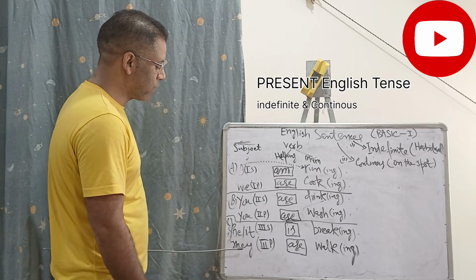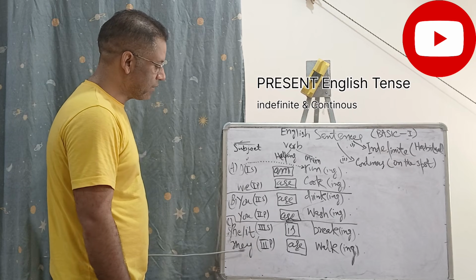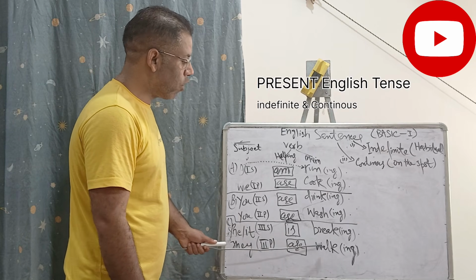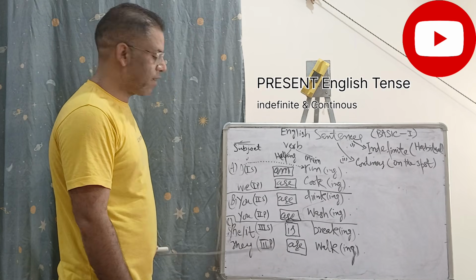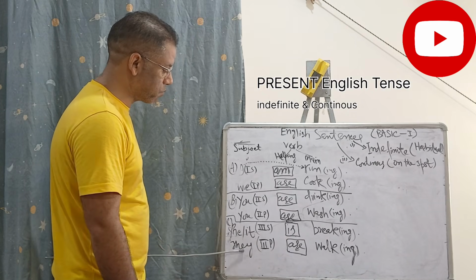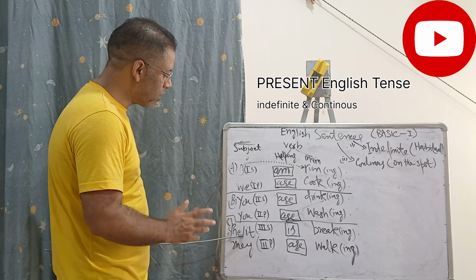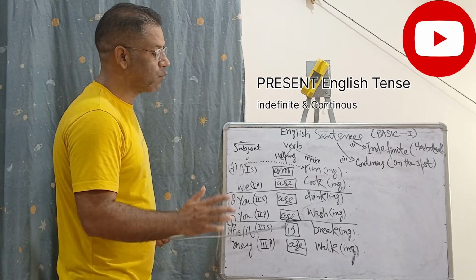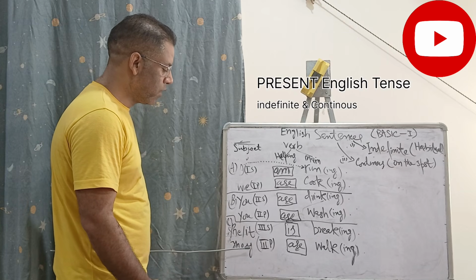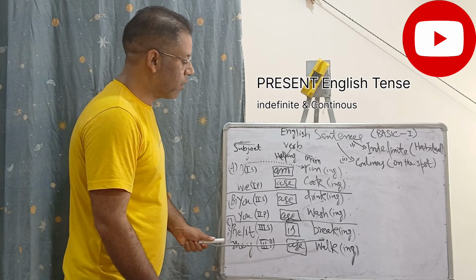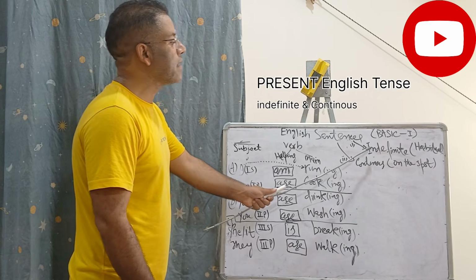Then next we have they. They is the third person plural. They are walking. So first we say that they walk. We don't say "they walks" because this is plural. This case is only with third person singular nouns or pronouns. When we are in the third person plural, we say that they walk. That is the indefinite part of it.